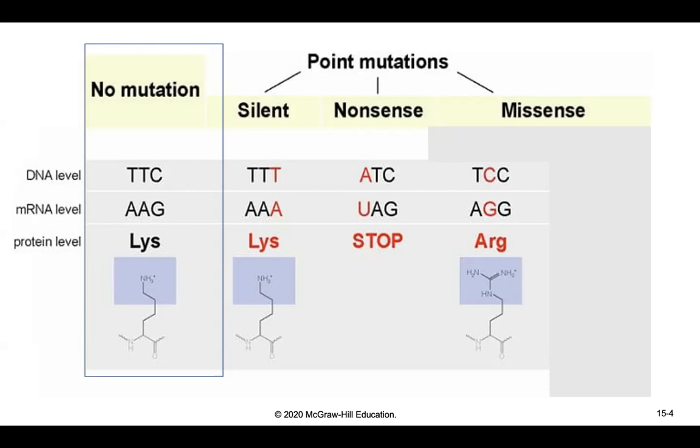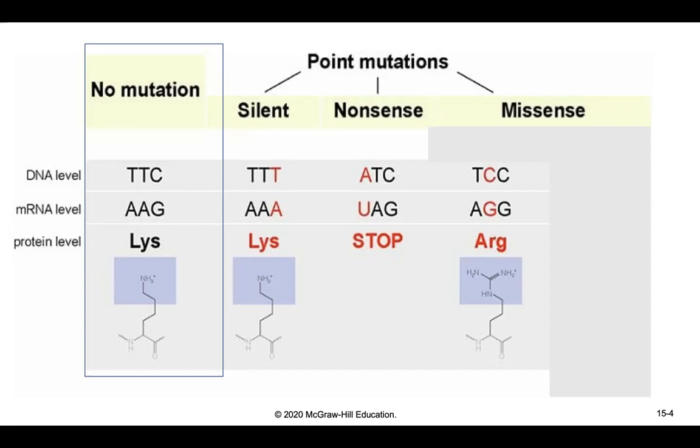Nonsense, we have a change to a stop codon. So at the DNA level, instead of TTC, we have ATC. And then in the mRNA strand, that's going to be UAG, which is a stop codon. So instead of being a code for this lysine, it's a code to stop the whole process, which can cause some major issues, probably a totally non-functional protein, depending on where it is in the process.